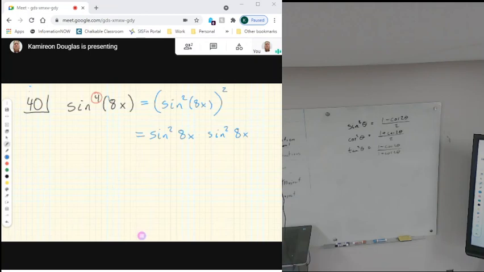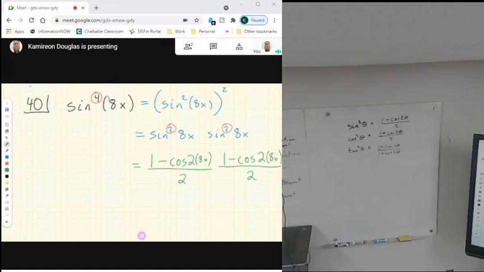I still haven't met the criteria of the problem. The criteria of the problem says reduce it down to a power of 1. So I'm going to take each of these and now apply the power reduction formula. The power reduction formula says sine squared of theta, so in this case my theta will be my 8x. I'm going to now write it as 1 minus cosine of 2 theta all over 2. Here we go. This becomes 1 minus cosine of 2 theta all over 2 times 1 minus cosine 2 theta all over 2.